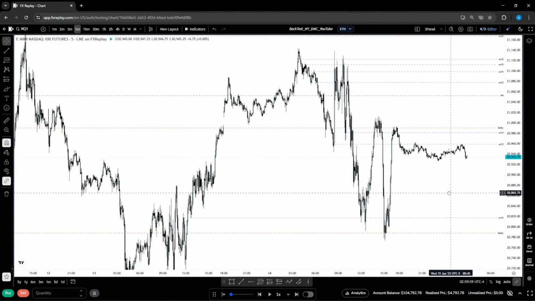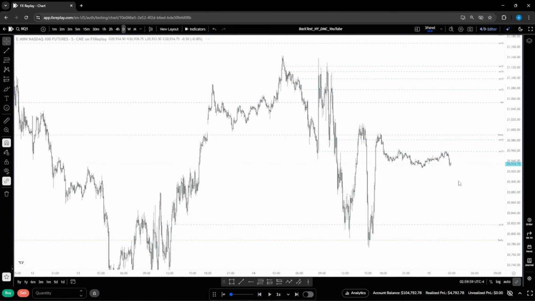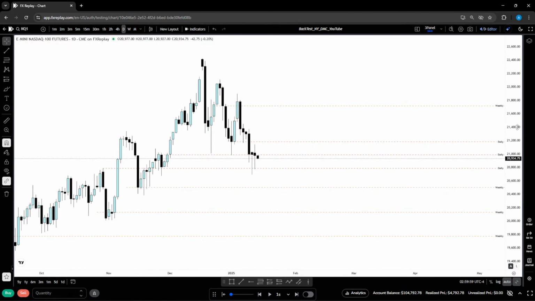Continuing with backtest of 2025 price action on Nasdaq based on trend progression. We are Wednesday London session. So let's look at the levels again. See what we get.